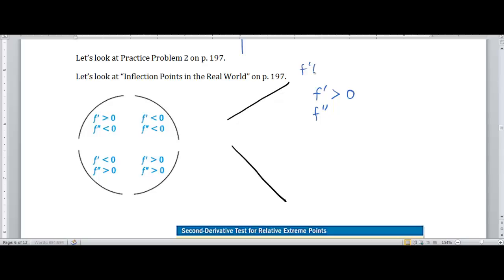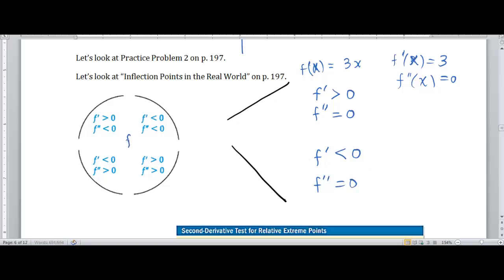Well, let's give an example. Let's suppose f of x, this is the original function, is something like 3x. That's a linear function. The first derivative will be 3. The second derivative will be 0, isn't it? So when your graph is a line, the second derivative is 0. Same thing for this one: the first derivative is negative, and the second derivative is 0. This is what the graph of the original function f can look like.